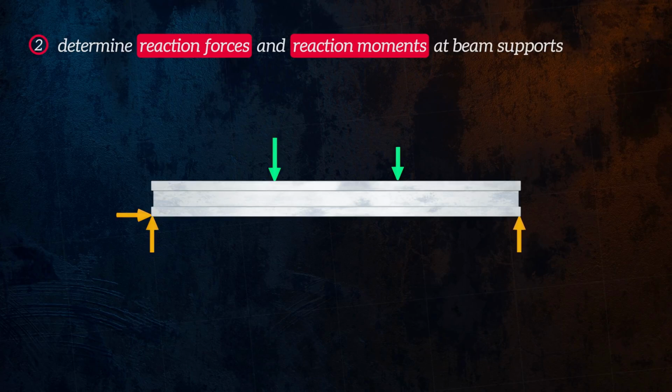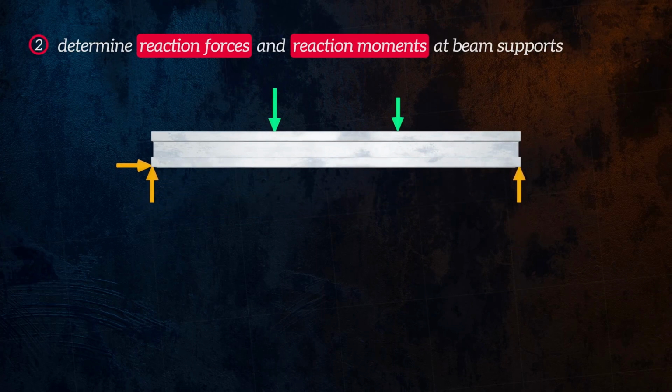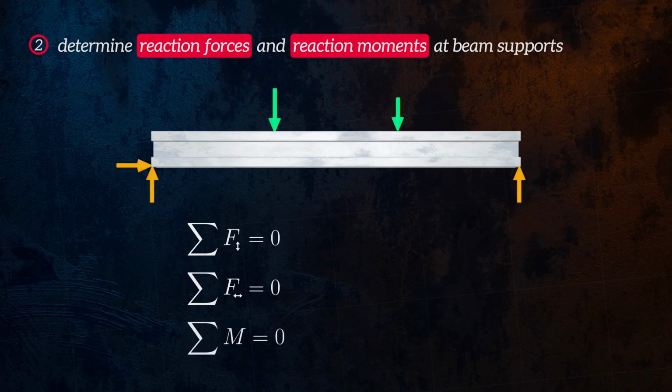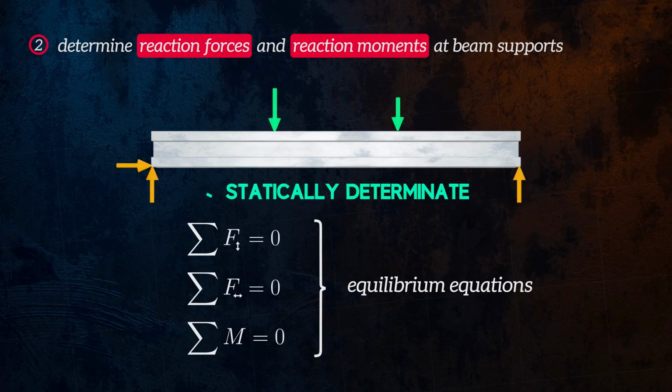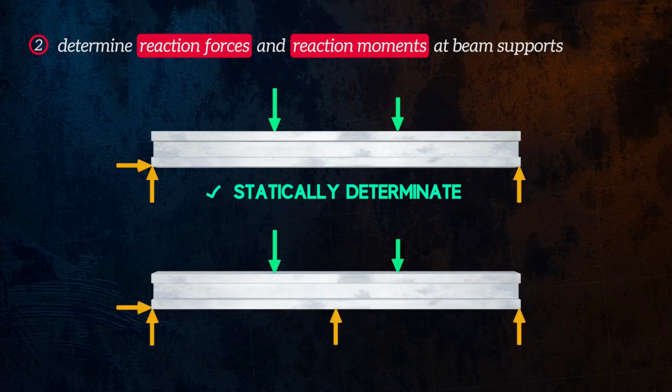To maintain equilibrium, all of the forces in the vertical and horizontal directions should cancel each other out. Similarly, all of the moments acting at every point along the beam should cancel each other out. This gives us a set of simple equations we can solve to calculate the reaction forces and moments. If we can calculate all of the reaction loads using the three equilibrium equations, the beam is said to be statically determinate. For some beam configurations, like this one shown here, we won't be able to calculate all of the reaction loads because we have too many unknowns and not enough equilibrium equations.